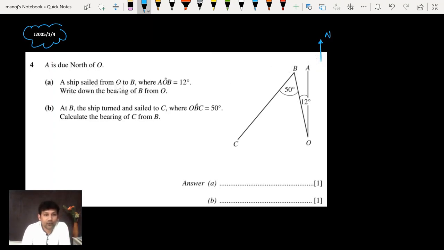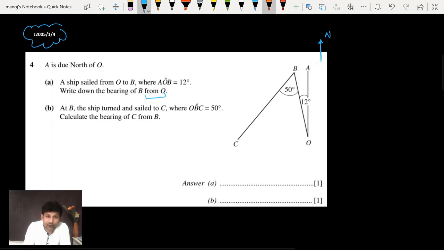A ship sailed from O to B, where angle OAB is 12 degrees, that's given here. This angle is 12 degrees. Write down the bearing of B from O. From O, I told you, from point O should have north. Do we have north? Yes, A is due north, already given.